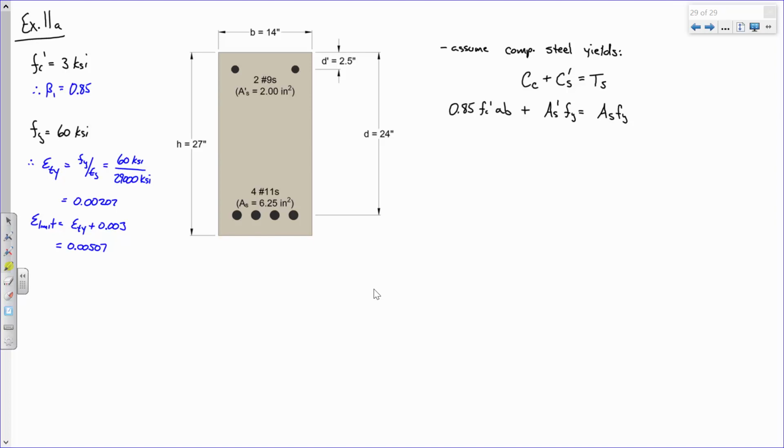So, what do I have? AS Fy minus AS prime Fy. Factor out the Fy's. Divide by all that, so what do I have? I got A equals AS minus AS prime, times Fy, over that. Does that make sense? Did I go too fast with that?